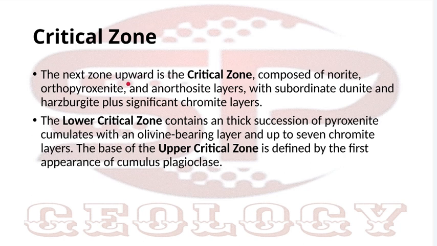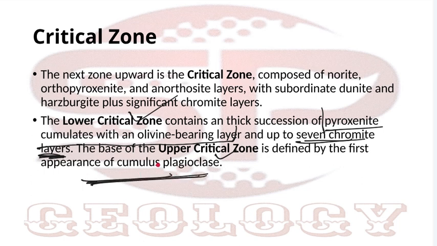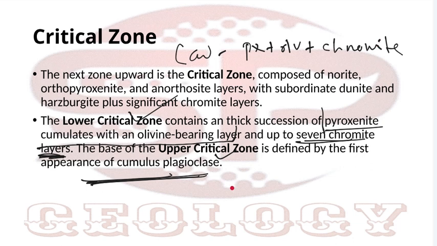Then your critical zone. The critical zone has two divisions, a lower critical zone and an upper critical zone. The lower critical zone is pyroxenite cumulates with olivine-bearing layer, and with 7 chromitite layers. In the upper critical zone, cumulus plagioclase appears. So basically the lower critical zone is pyroxene plus olivine plus chromite, you can write, and the upper critical zone is plagioclase rich, or you can say cumulus plagioclase rich.